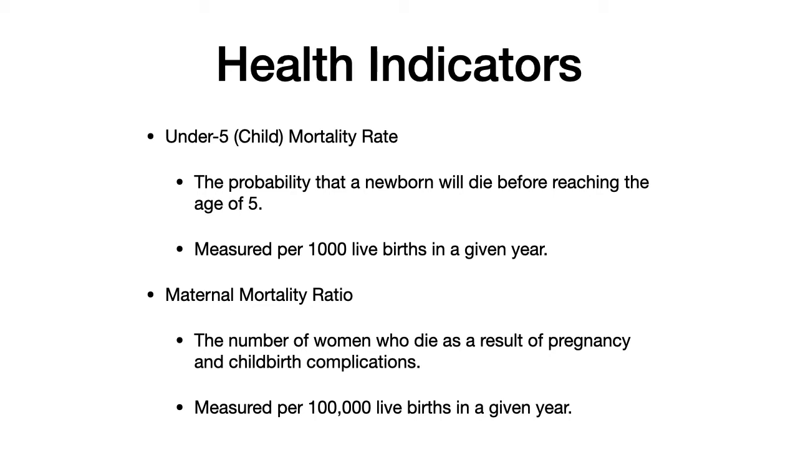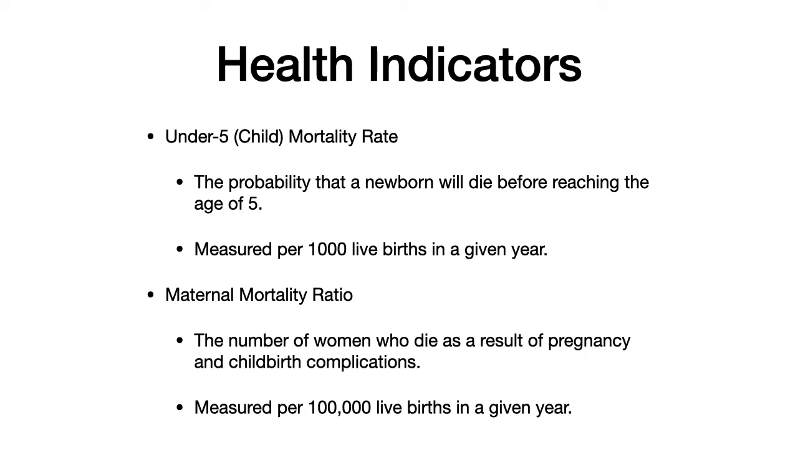Next, we have the under 5 child mortality rate. Because we're getting into a longer time frame, it's no longer a specific rate that we would be looking at, but rather it reflects the probability that a newborn will die before reaching 5 years of age. So again, looking at spreading that out over time. And this one is also measured per 1,000 live births in a given year, or reported that way.